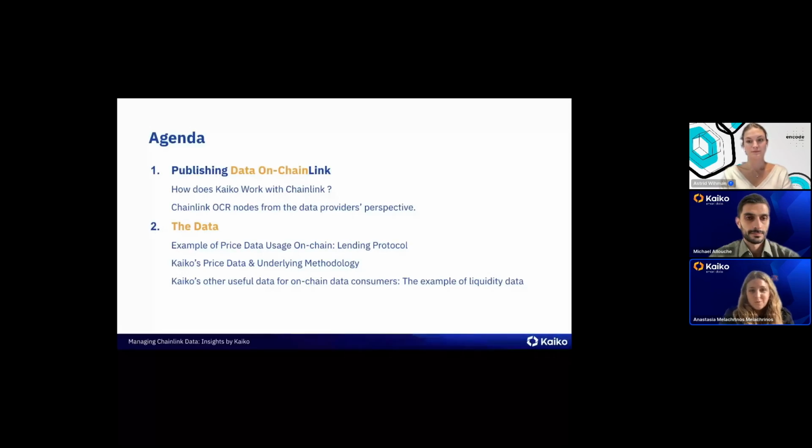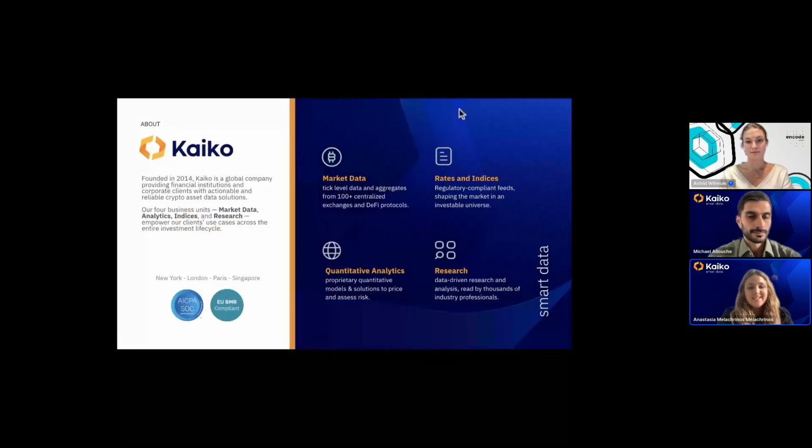Just a few words on Kaiko to begin. Kaiko was founded in 2014. We're an institutional grade market data provider, which means that we provide market data to financial institutions and corporate clients. This data includes all types of market data, including trade data, order book data, so prices, volumes, etc., as well as quantitative analytics and indices. We also provide regulated indices to our customers. And we finally also produce research, which is accessible for free through our newsletters.